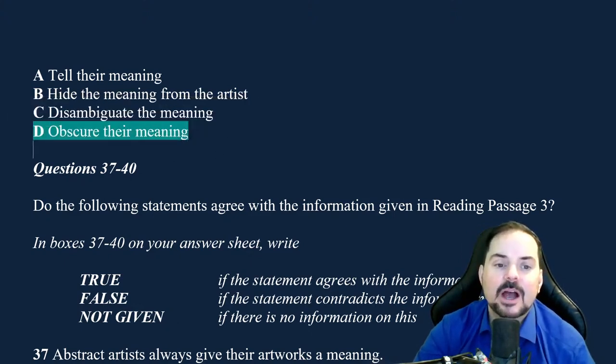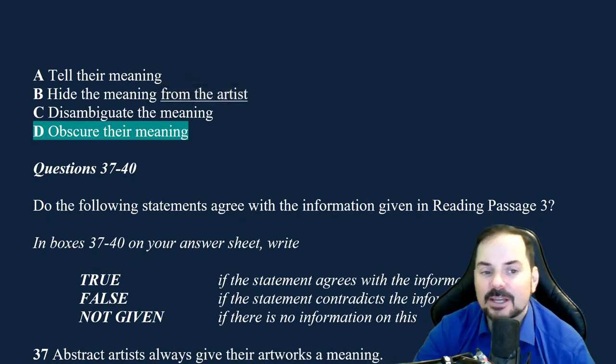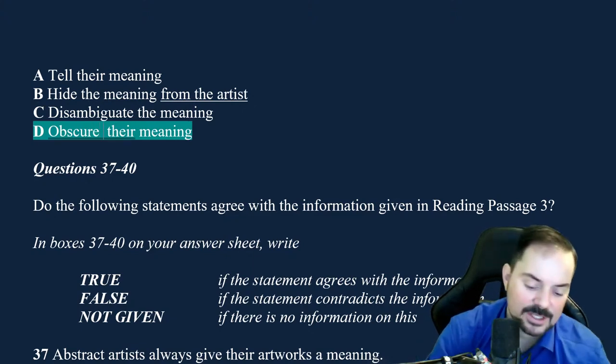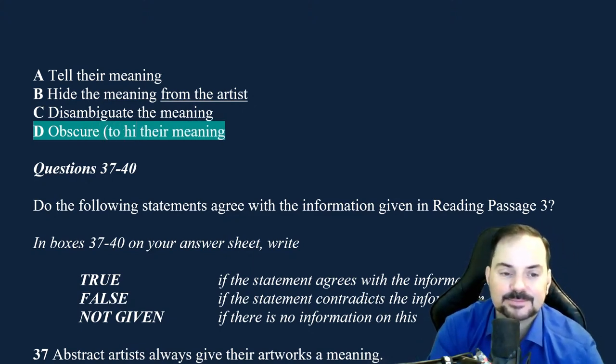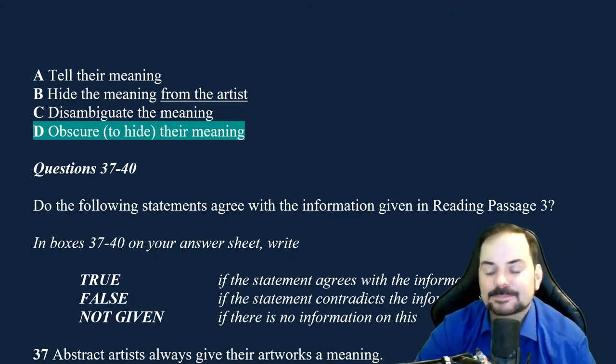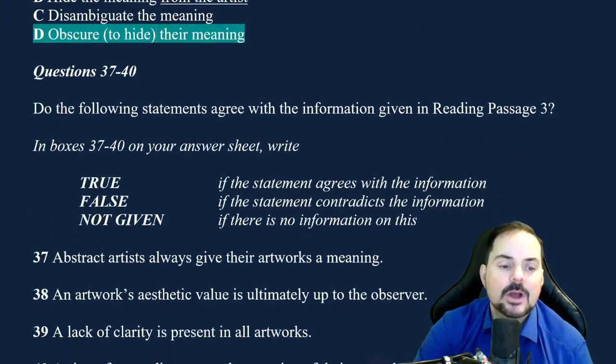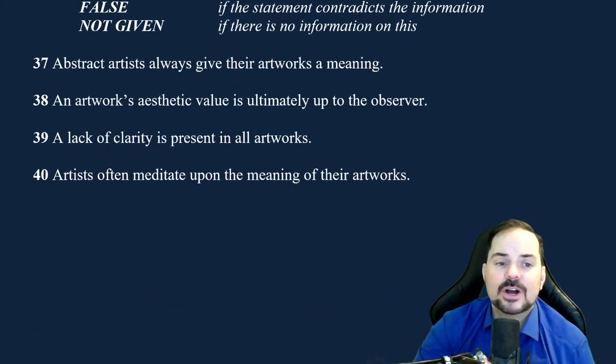Obscure their meaning. This one, you have to be careful. Hide the meaning. Until there, it's okay. But this part is a problem, from the artist, right? It doesn't hide it from the artist. The artist knows what they're doing. Obscure also means to hide. Okay. So that one's D. Okay, true, false, not given.